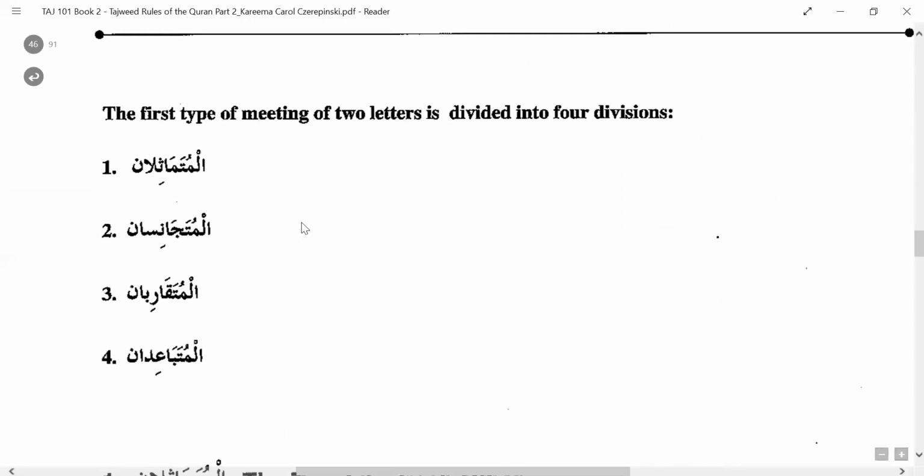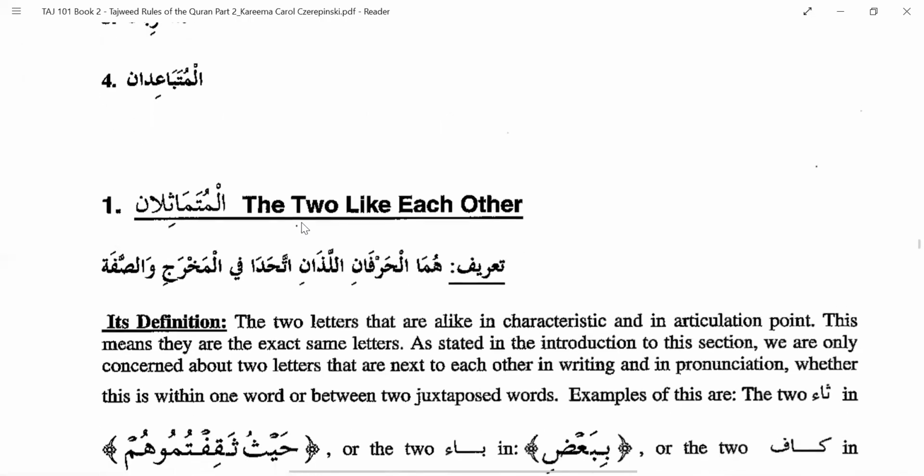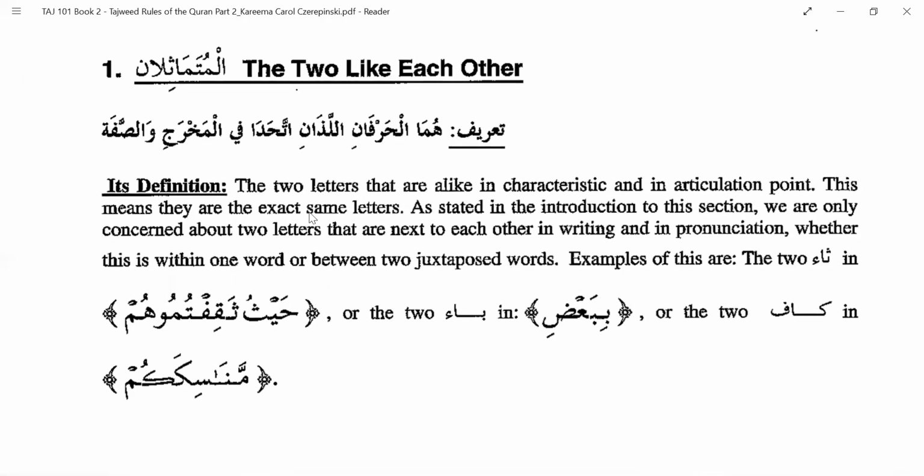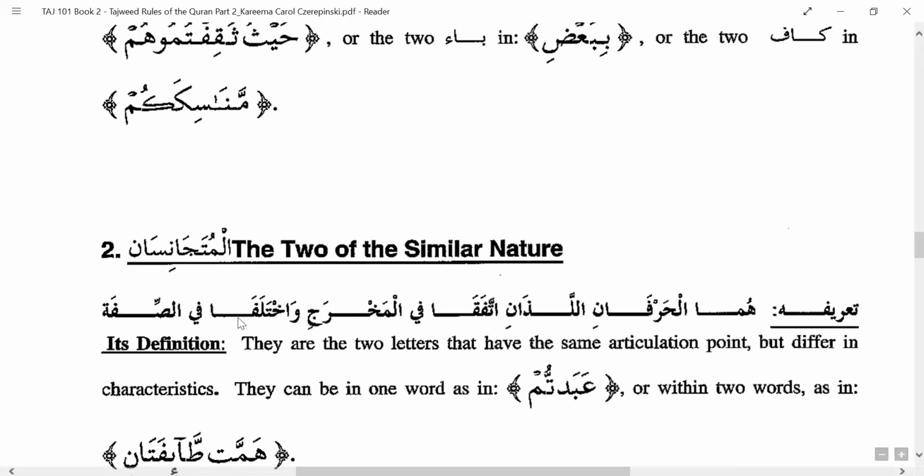Now, as I said, mutamathilan is where they are mathala, they are the same. In what sense will they be the same? They have the same makhraj and they have the same sifat. Now, when can two alphabets have exactly the same makhraj and the same sifat? There are many letters that have the same makhraj, but they will differ in sifat. They can be the same in sifat only when they are exactly the same alphabet. So when you have two of the same alphabet together, that is what is mutamathilan.